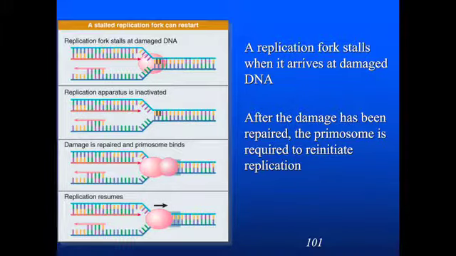And then after the repair is over, you have to reprime. What you see here in that next to the bottom one is the primosome doing the priming, and after priming is complete, then you start off with DNA polymerase again. Let's see some more details in the next slide.